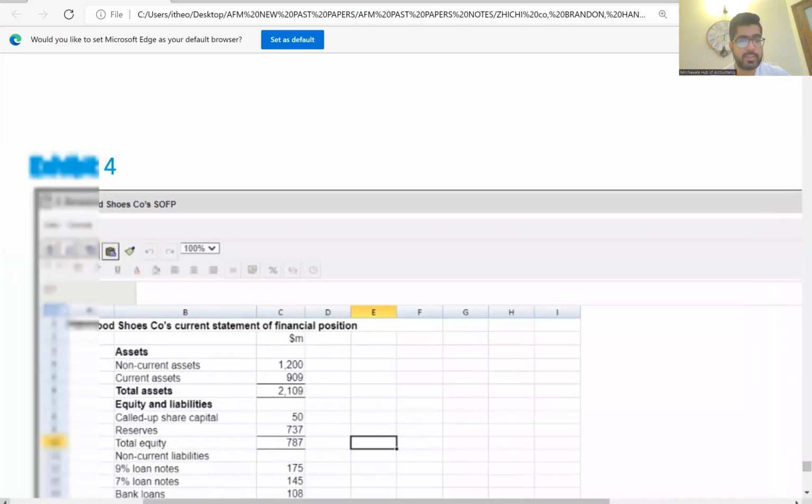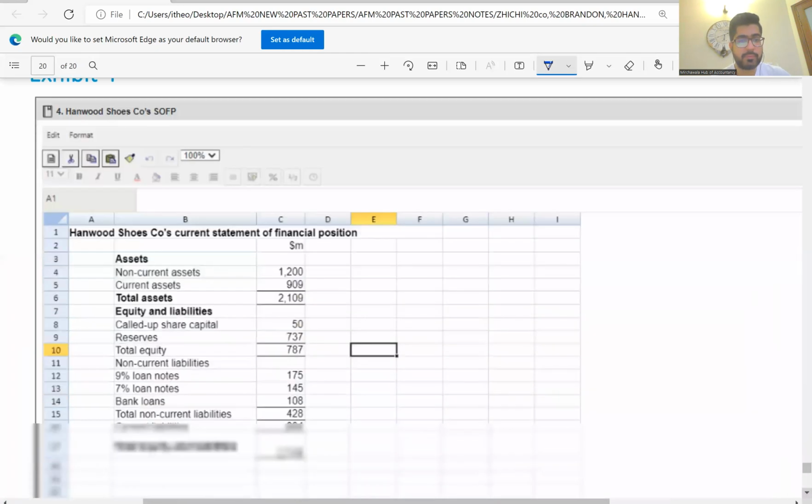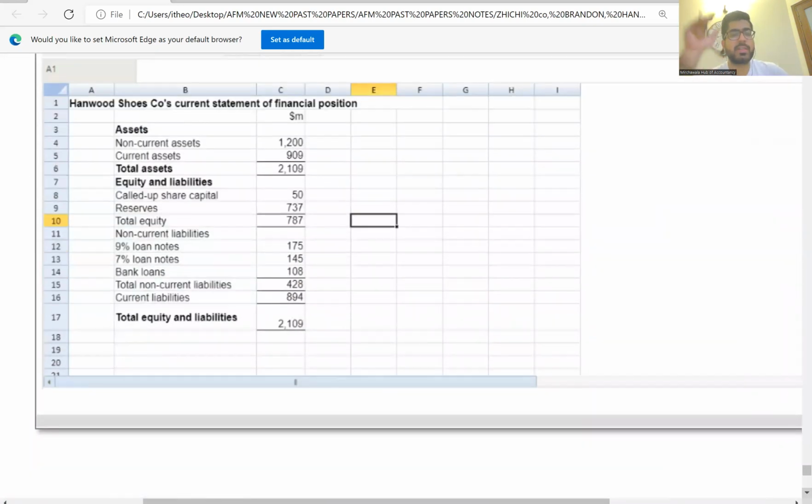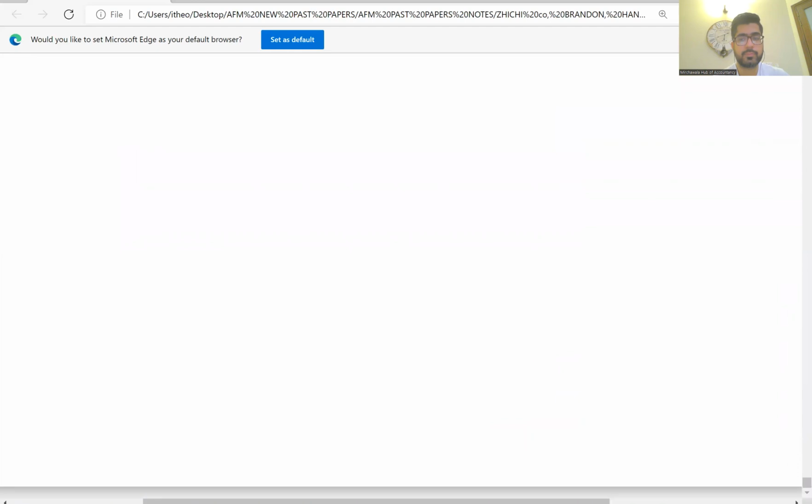And lastly, I think there is exhibit 4. Hanwood's SOFP is given. Assets, non-current assets, current assets, total assets, equity and liabilities, share capital, reserves, equity, non-current liabilities, loan notes, bank loans, total current liabilities, total equity and liabilities. That's it.